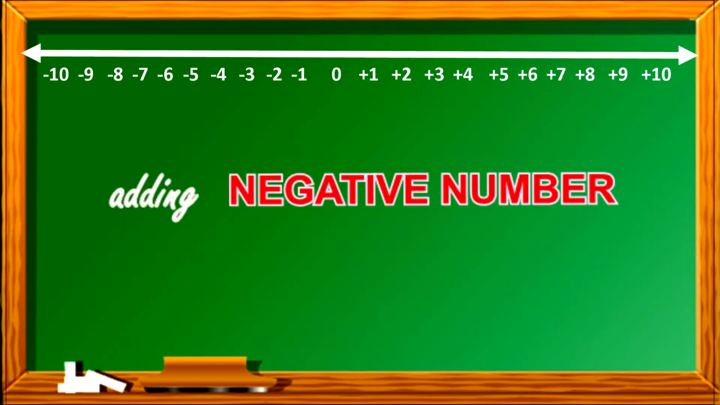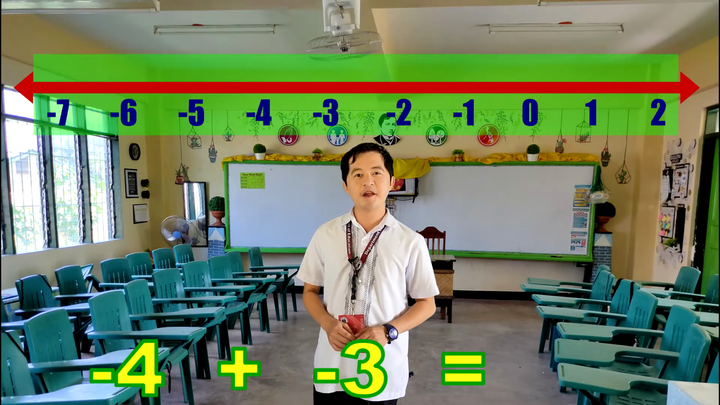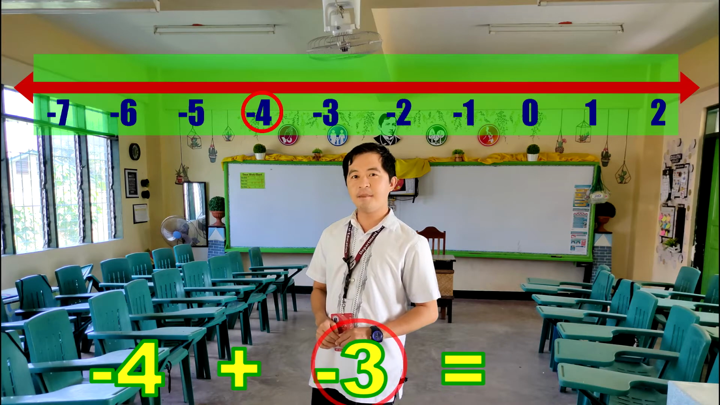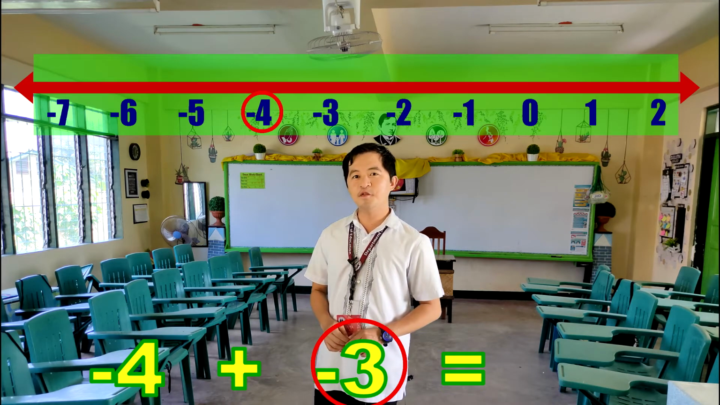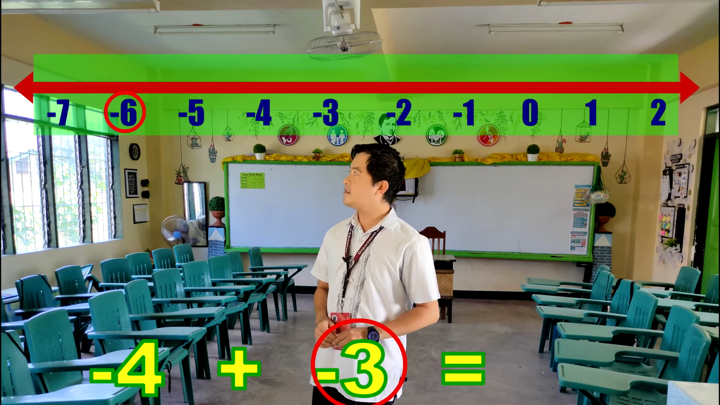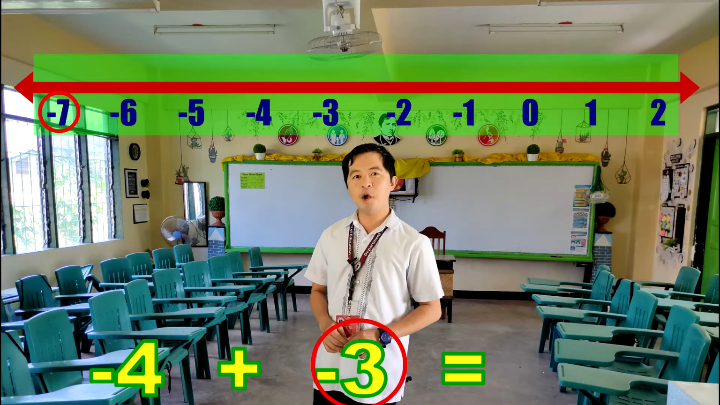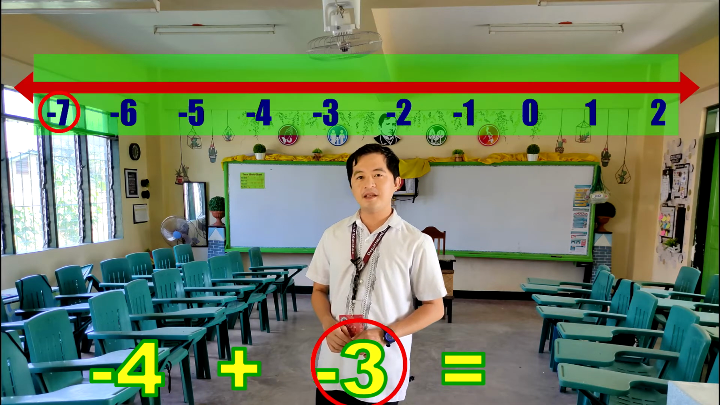And if you're adding a negative number, move to the left. Let's have another example. Negative 4 plus negative 3. Look for negative 4. Since you are adding a negative number, you move to the left. 1, 2, 3. We end up at negative 7. So, negative 4 plus negative 3 is equal to negative 7.